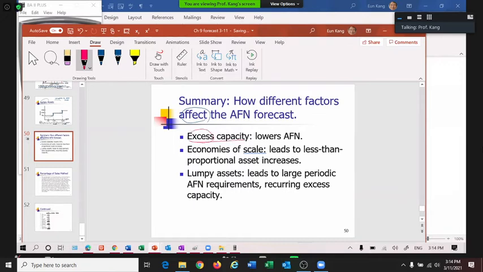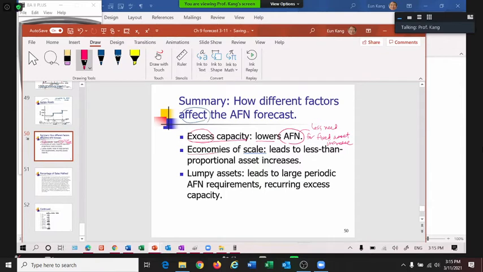Excess capacity, then what? That lowers AFN. Why? Because there is less need for fixed asset increase, right? For you to increase fixed assets, you need more cash from outside, right? But if you have excess capacity, then you don't need it. So that lowers additional funds needed.